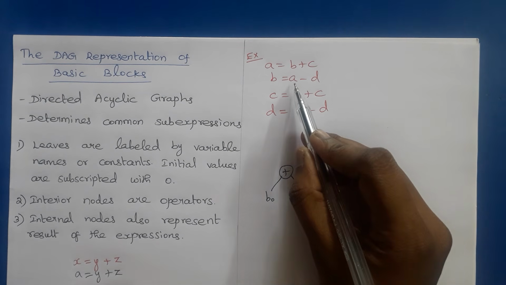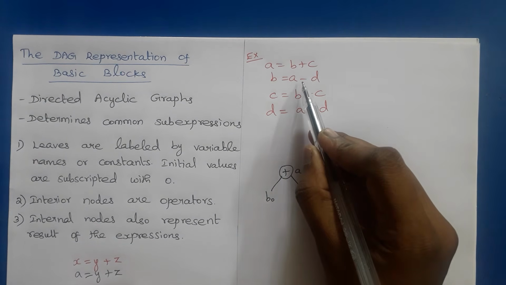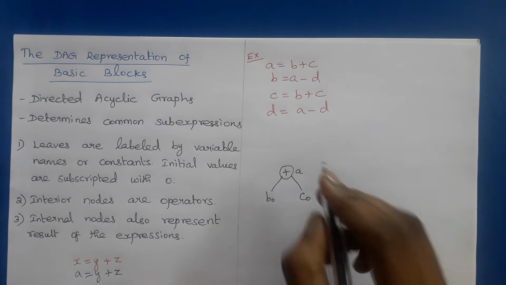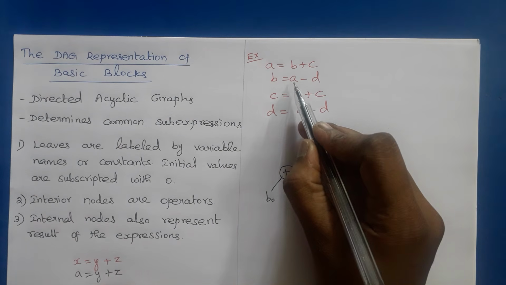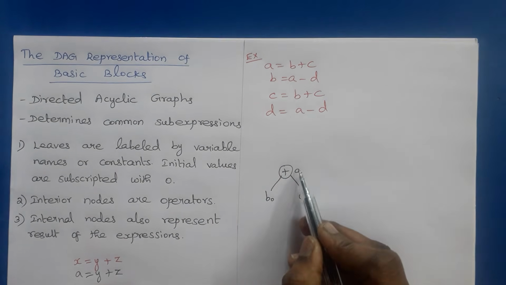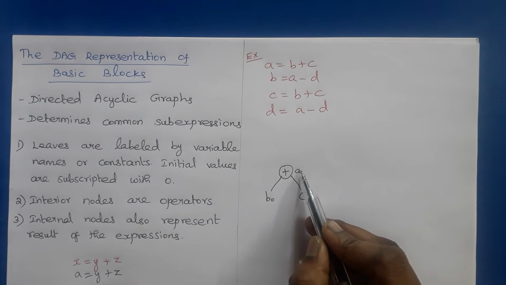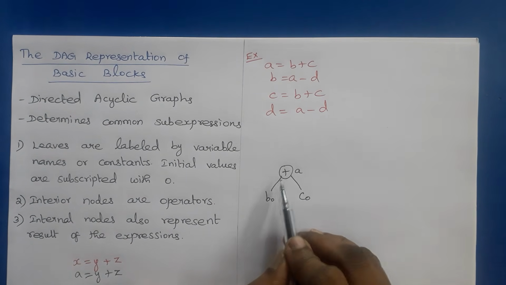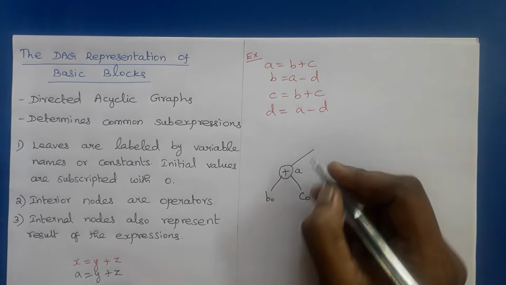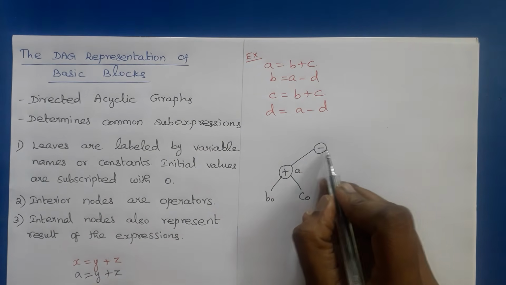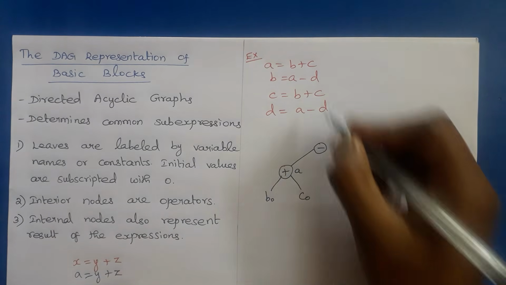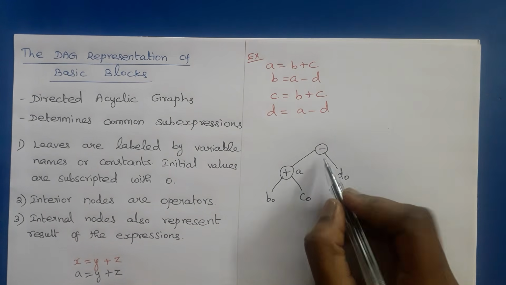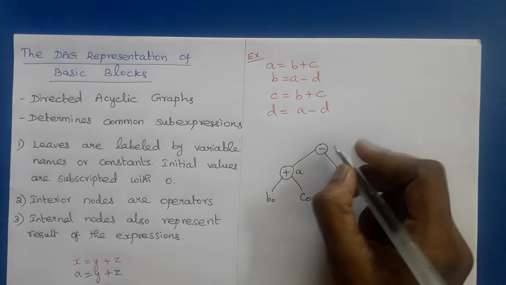Next we need to construct a minus d. So we have to check whether the node minus is already there or not. No, so minus should be created. Its left child is a and right child is d. The left child is the previously constructed node, so that a is the left child for minus. For the node minus, the left child is a, the right child is d, and d is the initial value, so d naught. And what is the result of this expression?